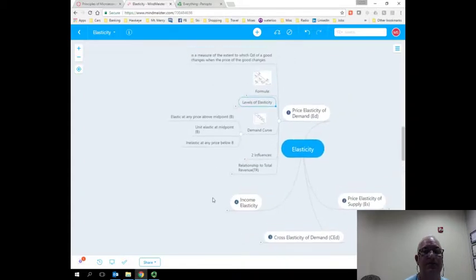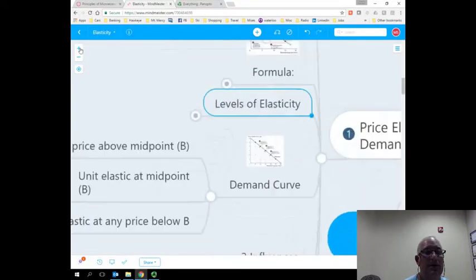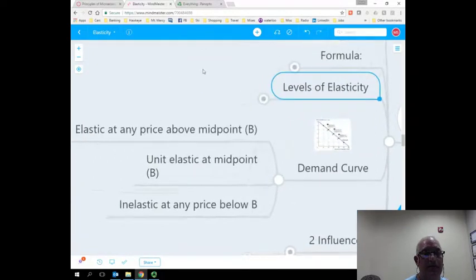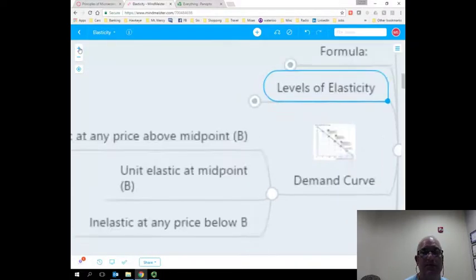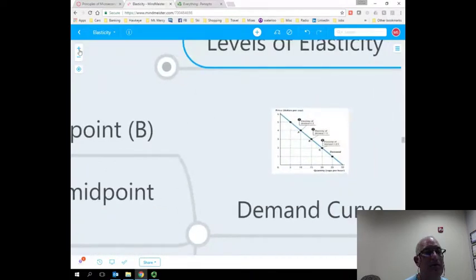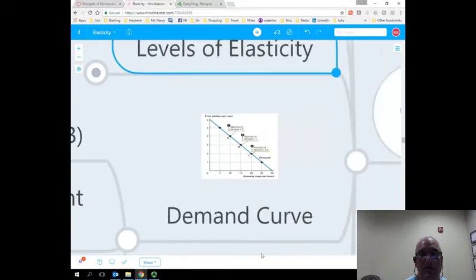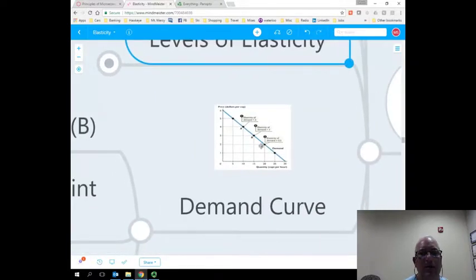Now we'll look at the demand curve, and we're going to use point B as a reference point. All right, so point B will be our reference point. What this is showing at this point is that it's unit elastic because its elasticity of demand is 1. So any points above here are elastic, and points below are inelastic. You might keep that in mind just by relationship.